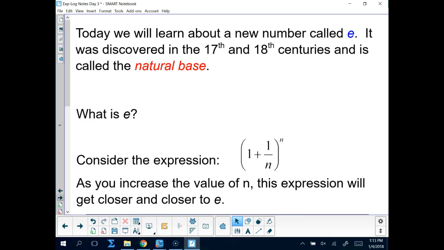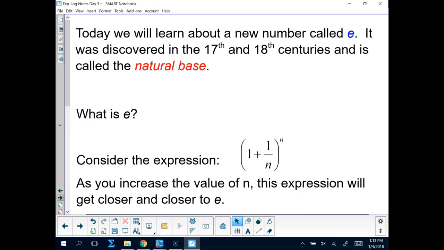So, we call e the natural base. I don't even want to know what's going on back there. Alright, so what is e? Now, e was developed by a bunch of mathematicians who didn't have a lot to do back in the 17th and 18th centuries. And what they came up with was this cool number. You'll see what the coolness about this number is a little bit later on.